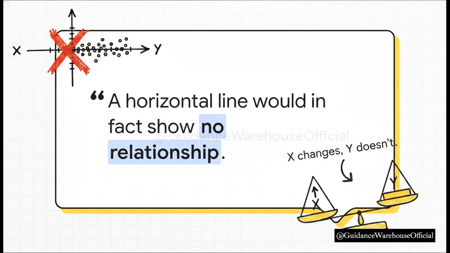You might ask, hey, what if the points perfectly hug a flat, horizontal line? Isn't that a strong relationship? Well, as the quote points out, a horizontal line would in fact show no relationship. Think about it logically for a second. If y stays exactly the same no matter how much x goes up or down, then x isn't affecting y at all. A flat line is literally the ultimate exception.